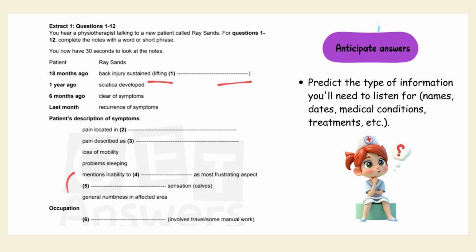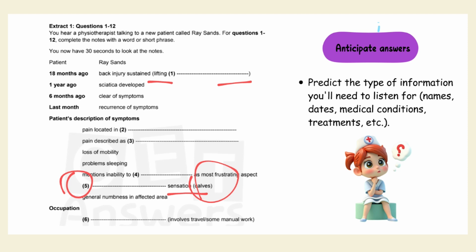Coming to question number 5. Dash sensation curves. Sensation means abnormal feeling in the particular body part. So they have mentioned curves also, so a particular body area also they have mentioned. So what kind of sensation do they have? That also you can write like a tingling sensation, burning sensation, any of them, right? So you can anticipate likewise.